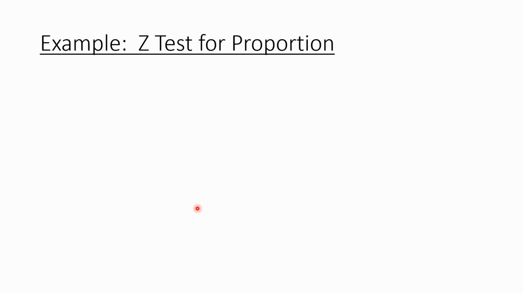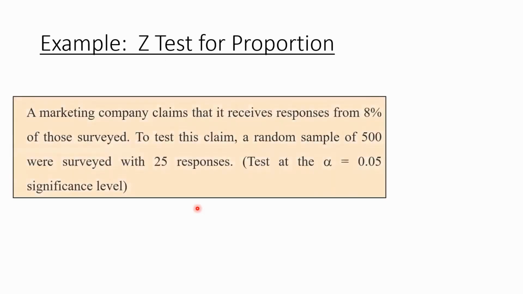So the given example is a marketing company claims that it receives responses from 8% of those surveyed. So to test this claim, a random sample of 500 were surveyed with 25 responses, and you're given the level of significance of 0.05. So what do you have to test first? You have to test those two conditions, x and n minus x.